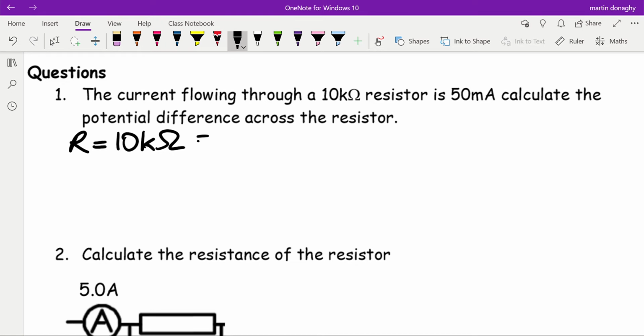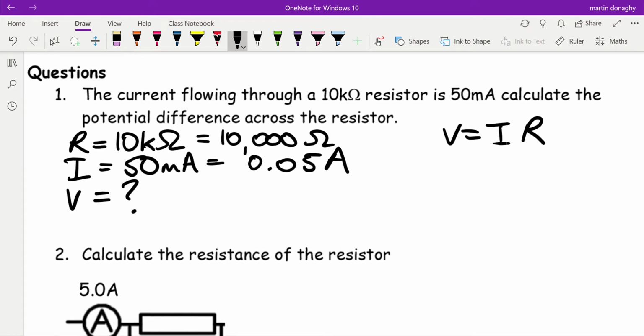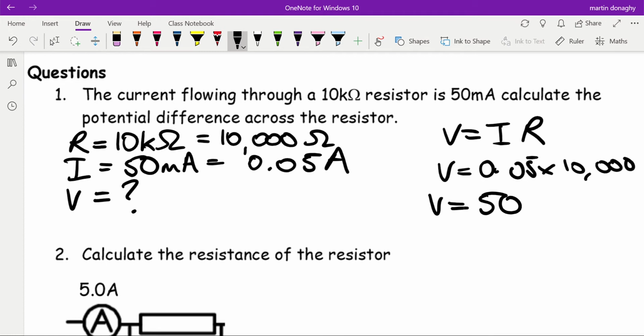So the first thing I need to do is, it's kilo ohms, same thing I would do if I had kilometers. I multiply by 1000 and I get that as 10,000 ohms. Current is 50 milliamps. Same thing with millimeters. I divide by 1000 and get 0.05 amps, and I'm trying to find the potential difference, which is just voltage. Okay. I then do V equals IR. V equals 0.05 times the 10,000, and it gives me 500 volts.